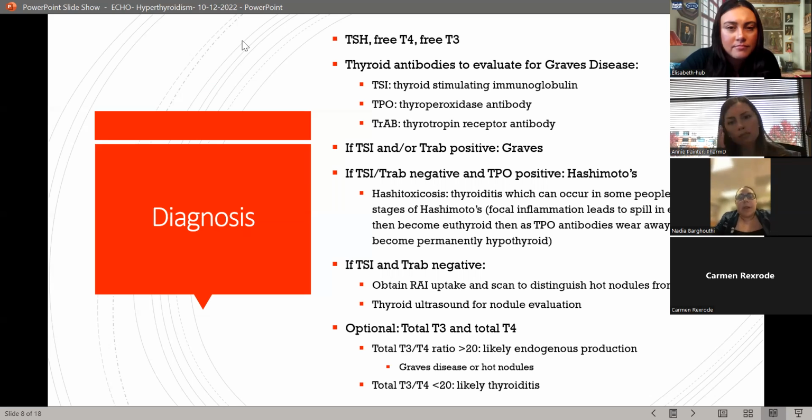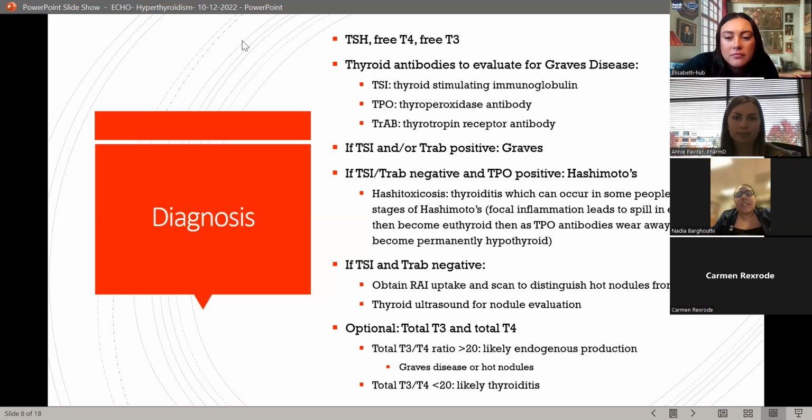And the workup, I put it all here. So you want to start with the TSH, free T4 and free T3, and start with the antibodies to see if they have Graves' disease. So the antibodies are called TSI, which is thyroid stimulating immunoglobulin, TRAB, which is thyrotropin receptor antibody, and then TPO. TPO is technically the Hashimoto's antibody. So that can be positive in a lot of people with autoimmune thyroid disease like Graves' disease.